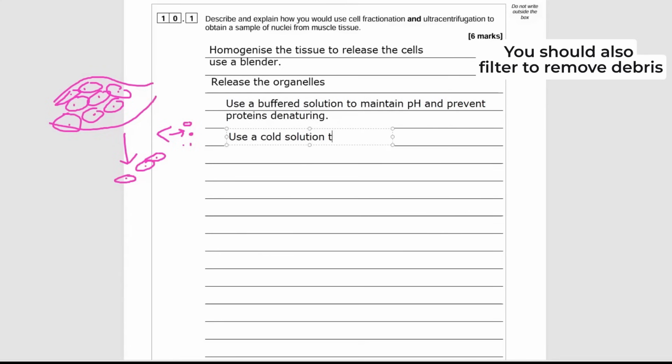You should use a cold solution. The reason it's cold is less kinetic energy, you're going to reduce enzyme activity. So you're going to stop enzymes breaking stuff down, like your proteases and that type of stuff.